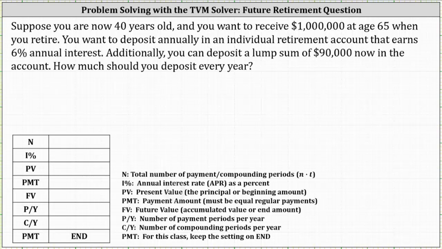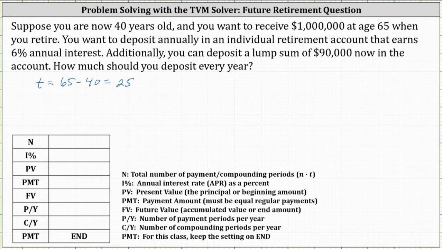Well, first, the time t in years is equal to 65 minus 40, which is equal to 25, the number of years from age 40 to age 65. Also, because you want to deposit annually, we assume the interest is also compounded annually. And now before we solve the problem using the TVM solver, we need to gather the information we have in the table below and then solve for PMT, which will give the required yearly deposit.